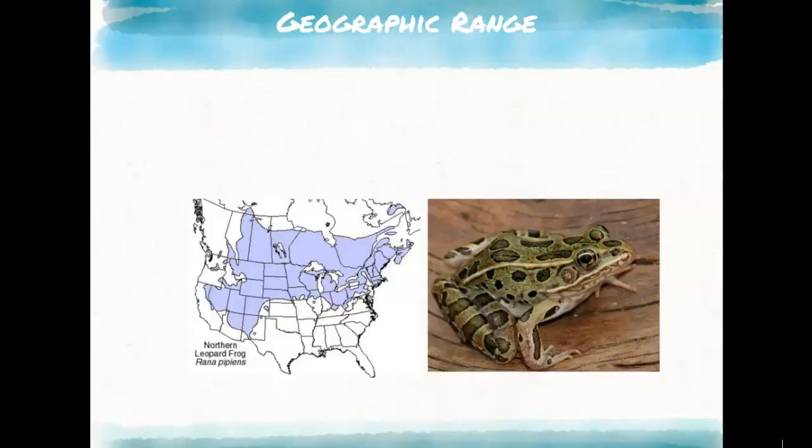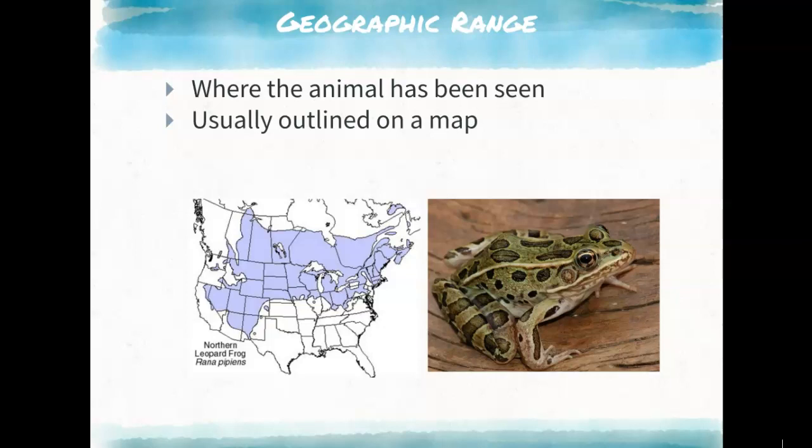So to start off today, we're going to be talking about the range of an organism. This is usually where the animal can be seen, and we usually use a map to outline it. So we see this is our map for the northern leopard frog.